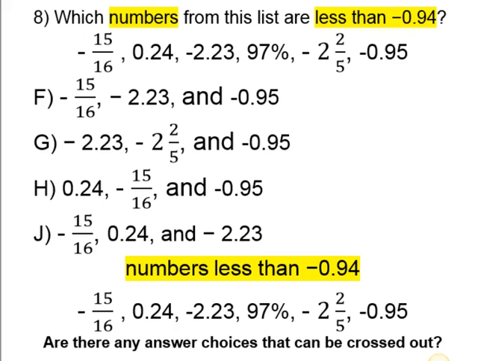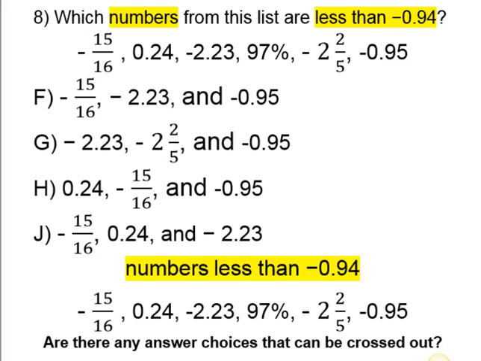we can mark out. Okay, we have negative 15/16, we have 0.24, negative 2.23, 97%, negative 2 2/5, and negative 0.95. Looking at that list of numbers, we're not even looking at the answer choices yet. Let's look at the list to see if there are any numbers that are greater than negative 0.94, and then we can look at our answer choices to see if those numbers appear in the answer choice, and if they do, we can cross them out.